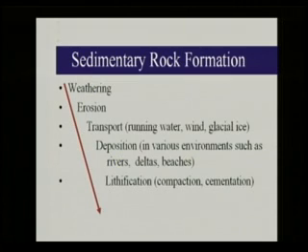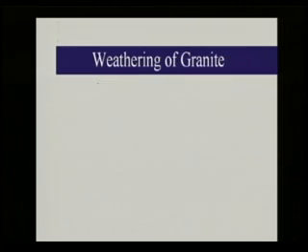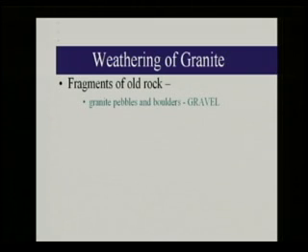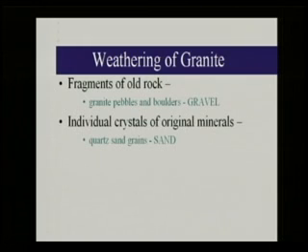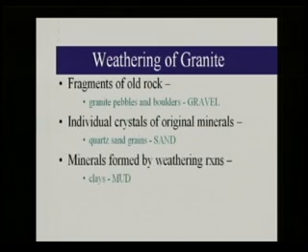What if we have granite, for example? How can that be weathered? Well, we can end up with fragments of that old granite, pebbles and boulders forming gravel that can then be cemented and compacted together. We can also weather granite to get individual crystals of those original minerals, such as quartz sand grains, sand-sized particles. We can also produce new minerals through weathering reactions.